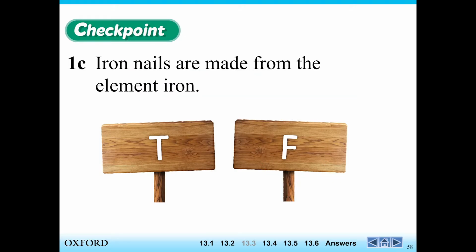One C. Iron nails are made from the element iron. Is that true? Of course it's true. Iron nails are obviously made from iron. So yes, it is true.